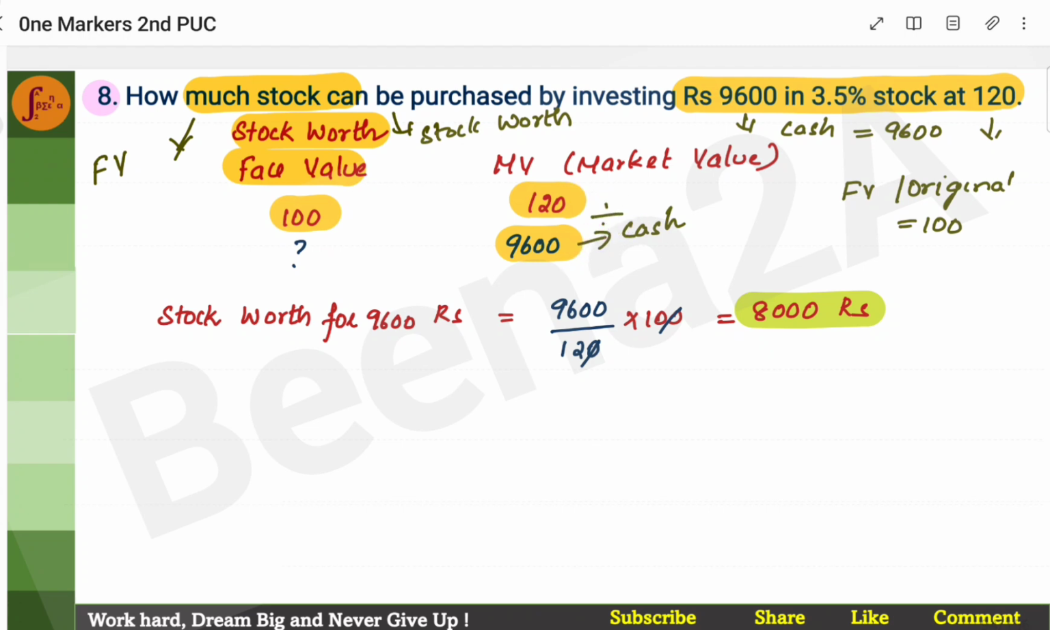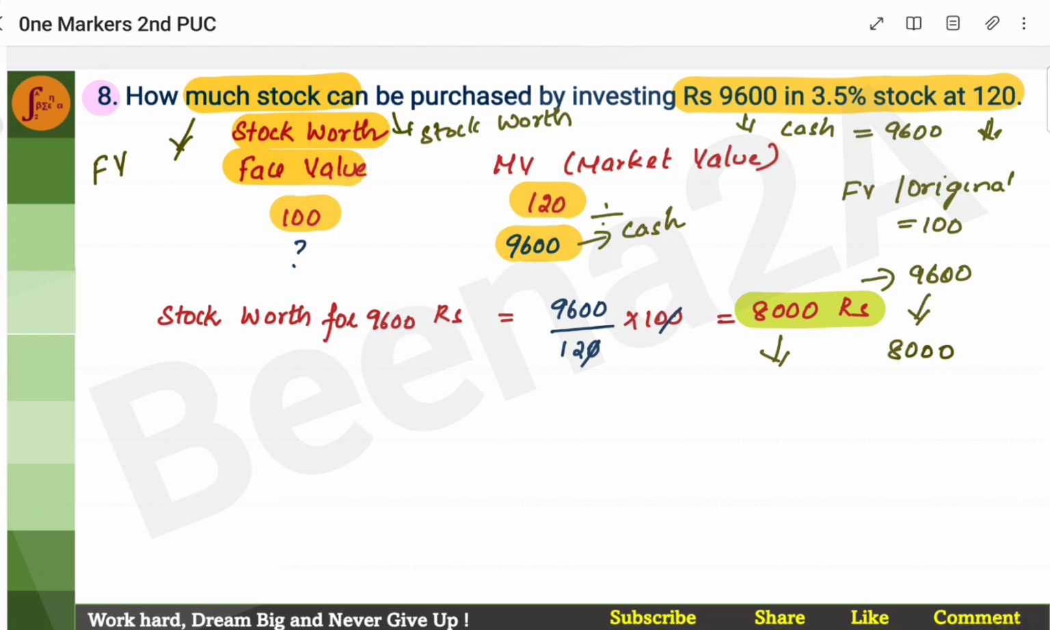Divide this 9,600 by 120 into 100, which is 8,000. Now, since he's buying at a higher price, obviously the stock worth would be less, right? He is investing 9,600, but he's getting stocks worth 8,000 only.